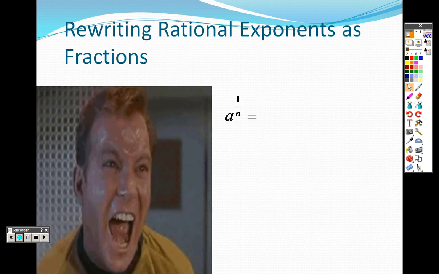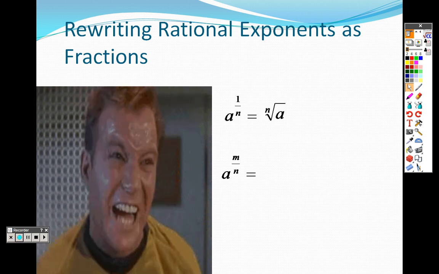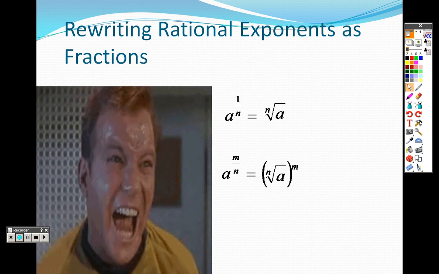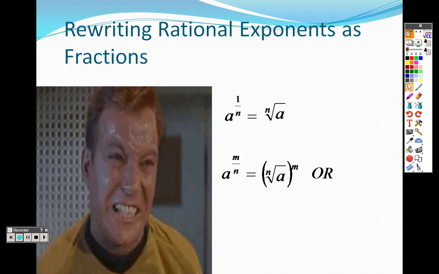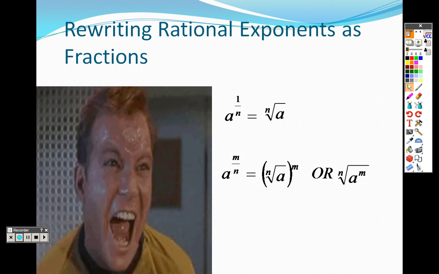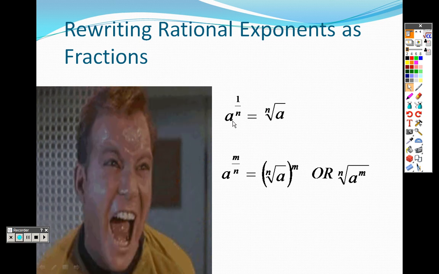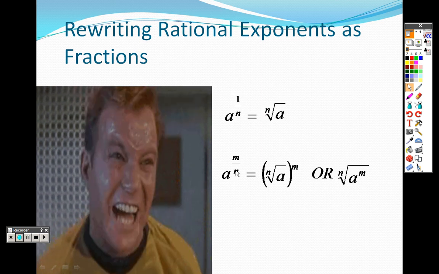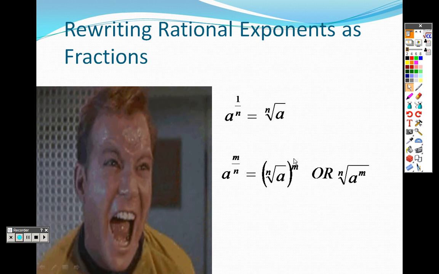So a to the 1 over n we can rewrite as the nth root of a. A to the m over n we can rewrite as the nth root of a to the m, or if we wanted to, we could even write that as the nth root of a, to the m underneath. It doesn't matter. The big thing here is whatever the denominator is, that's your root. The other number is your exponent, either on the outside or the inside. It doesn't really matter either way.